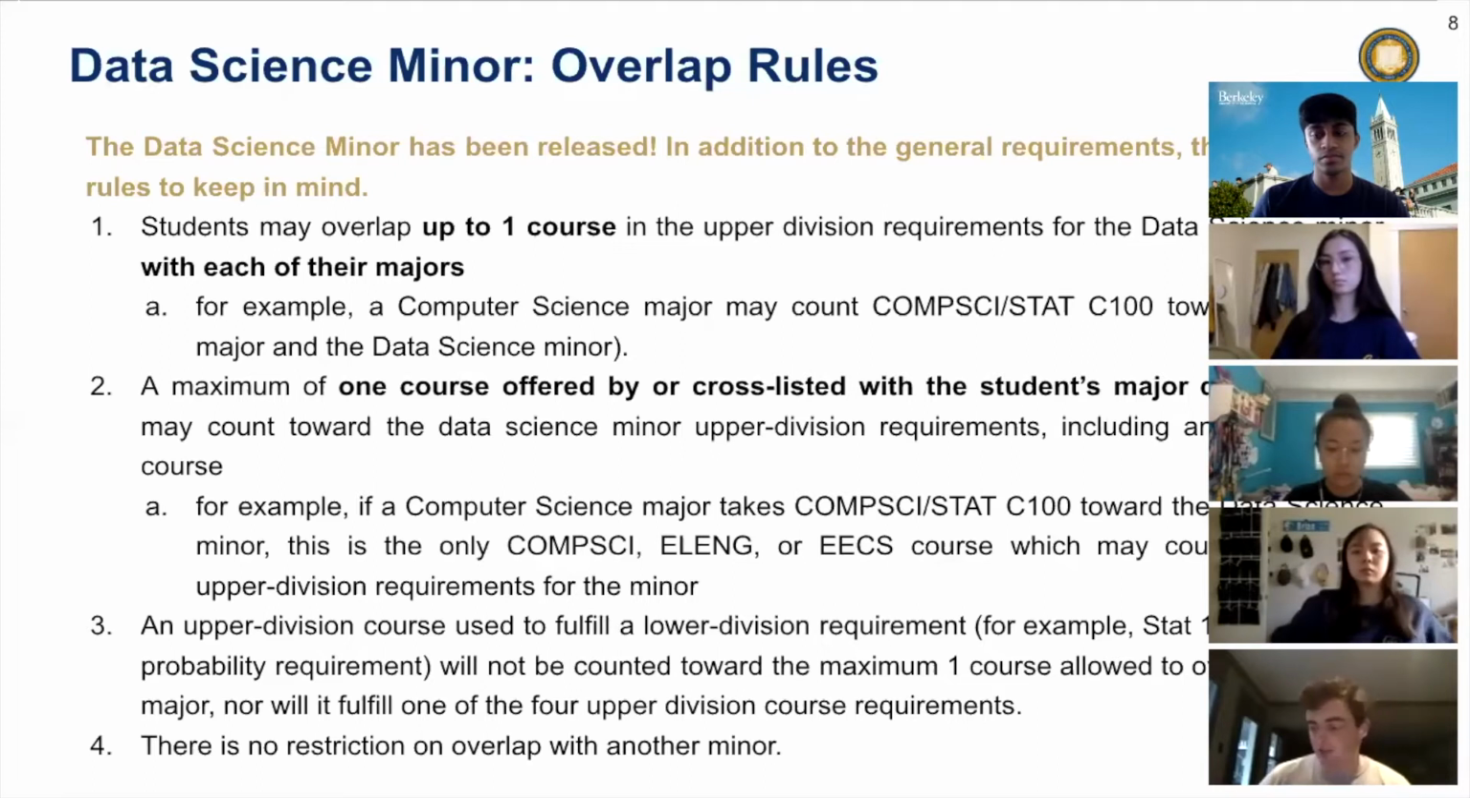They did that specifically so it's not easy for CS majors and stat majors to minor in the data science minor. They want your classes to be related to the actual data science material. And also, an upper division course cannot be used to fulfill a lower division requirement. Like you just saw on the last slide, it's possible to use Stat 134 to fulfill the probability requirement. That will not be counted if it is for a lower division requirement. And then there are no restrictions on overlapping between multiple minors.